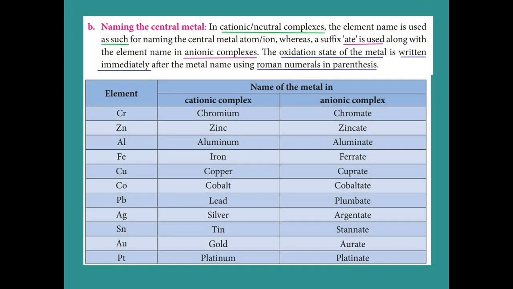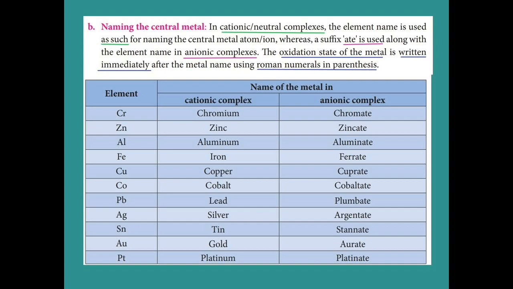Naming the central atom: in cationic or neutral complexes, the element name is used as such. But in anionic complexes, the metal name is ended with "ate". The oxidation state of the metal is written immediately after the metal name, using a Roman numeral in parentheses. Now for cationic complexes, chromium, for example, we write chromium.